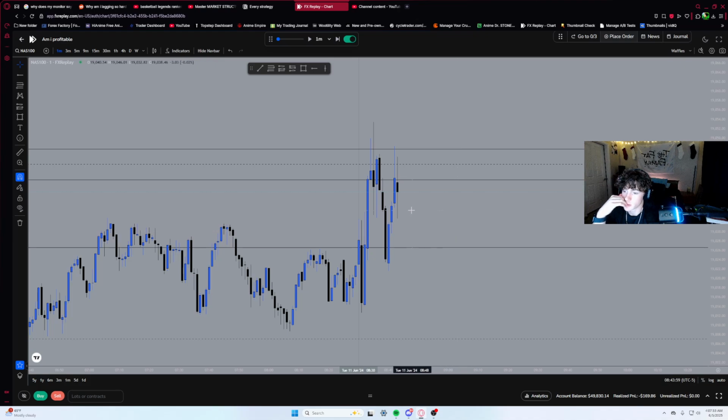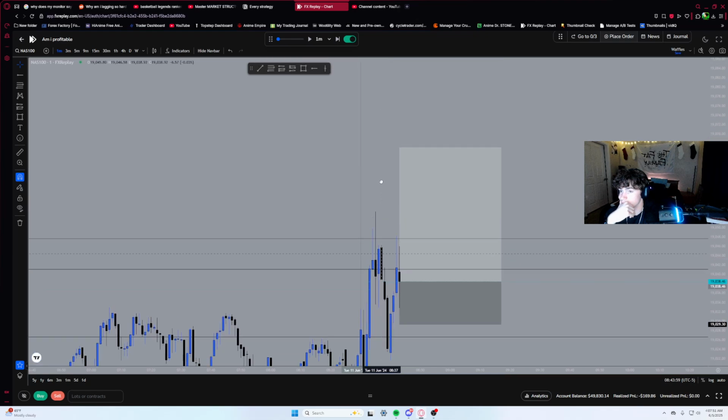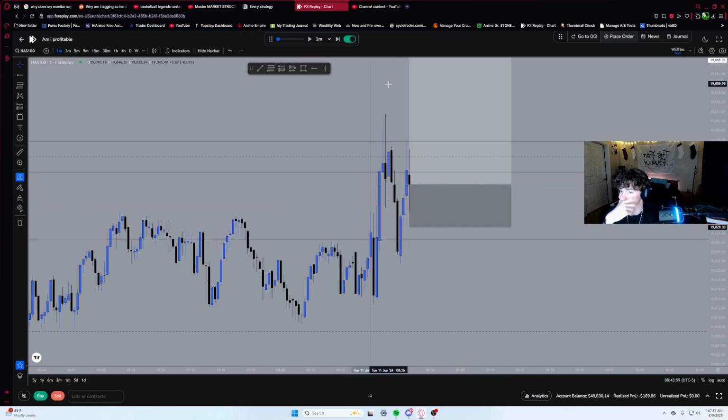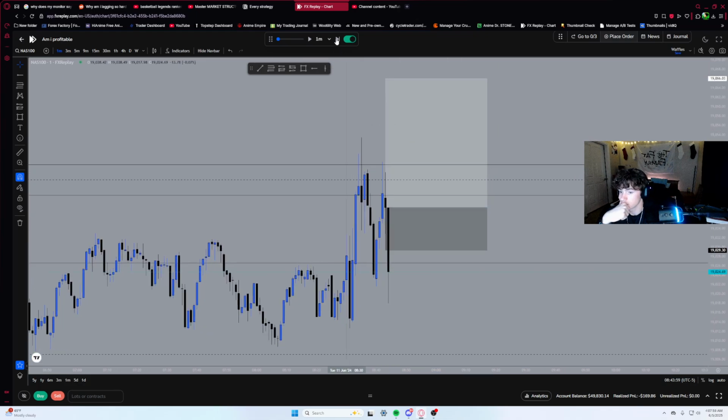I'm longing that. I really am. We have OTE, that's equilibrium reaction, inverse for value gap. I'm longing. One to 3 R. Cool. Let's do it. Stopped out. Cool. All right.